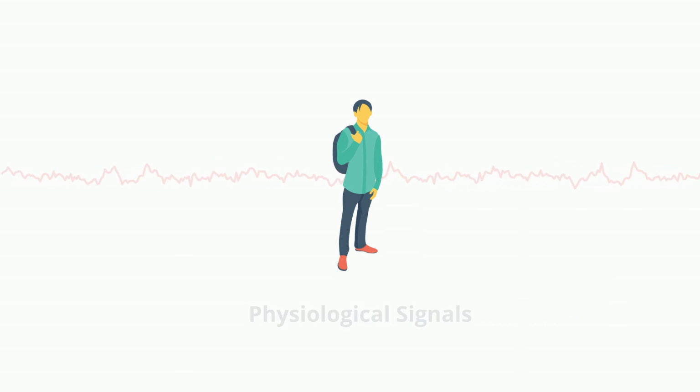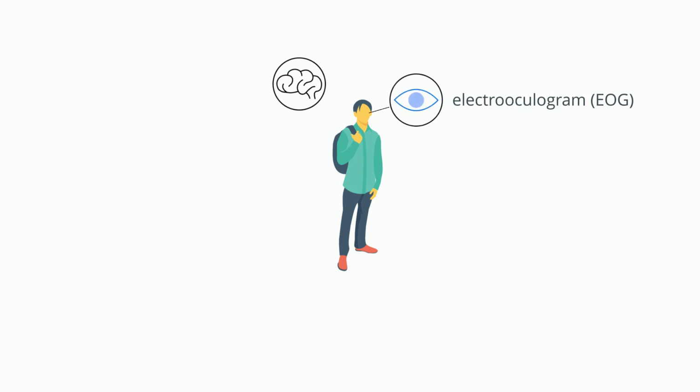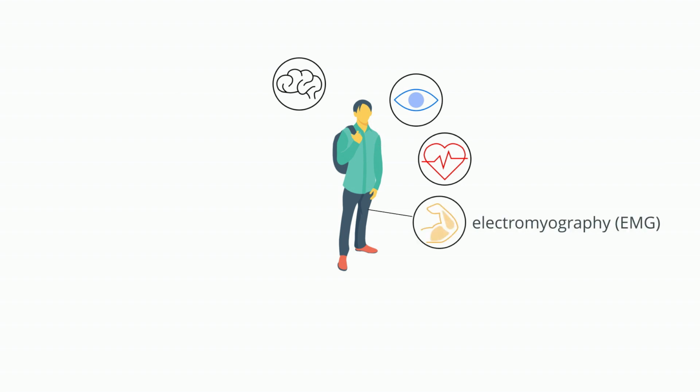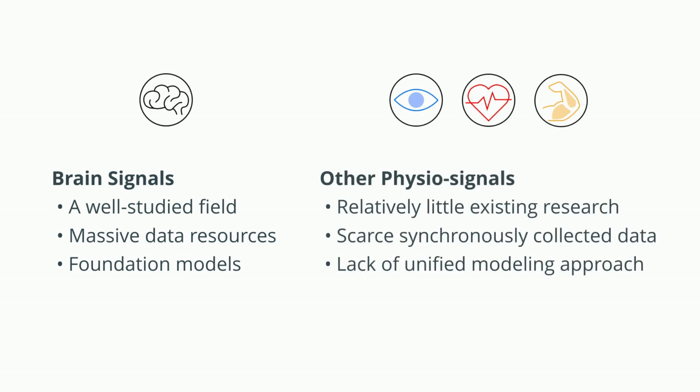Common signals include electroencephalogram, EEG, electrooculogram, EOG, electrocardiogram, ECG, and electromyography, EMG. Among these, EEG is a well-studied field with an abundance of public data and foundational models. In contrast, studies about other signals are still in their nascent stage, lacking the extensive resources in the EEG field.